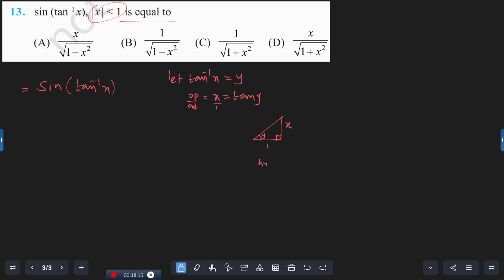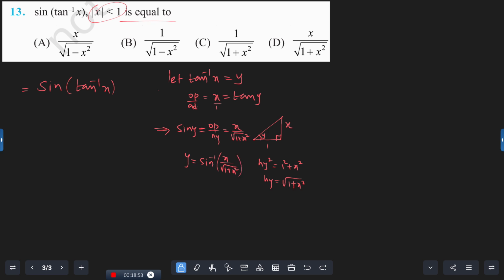Square of the hypotenuse equal to sum of squares of the other two sides. So hypotenuse, square root of 1 plus x square you will be getting. So that is the hypotenuse. Understand? We need sine. So this implies sine y equals opposite divided by hypotenuse. Opposite value x, hypotenuse value we got square root of 1 plus x square. Then y equal to what? Sine inverse of x divided by square root of 1 plus x square.